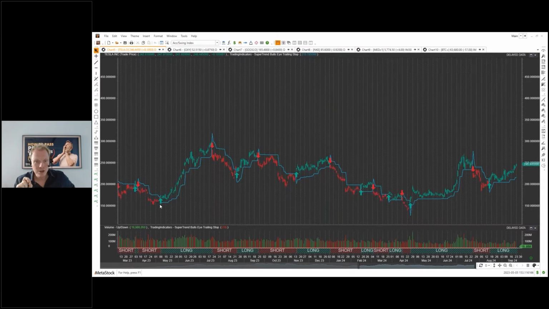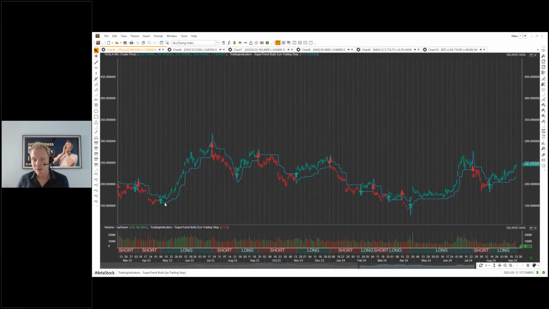So we need to know as traders where do we get out of this trade at the worst case? If price goes below a certain level, when do we close it out? Where's our stop loss? Well, with SuperTrend Bull Eye, you can see the stop loss by this blue line here. So for every signal that comes along, we know exactly where our stop loss is.